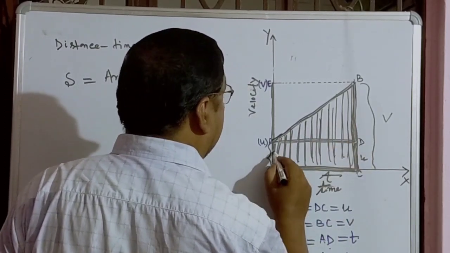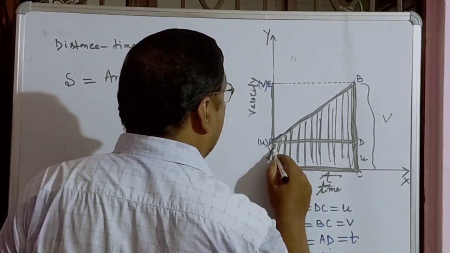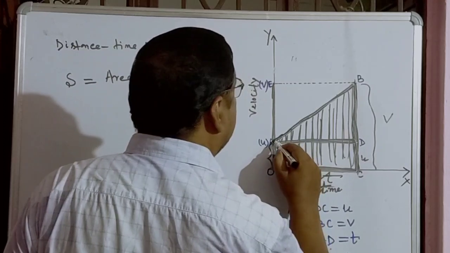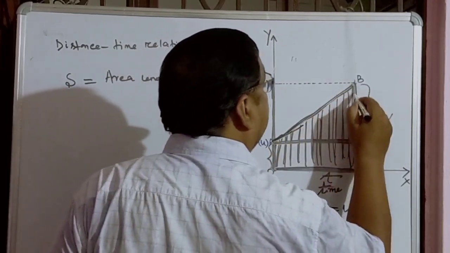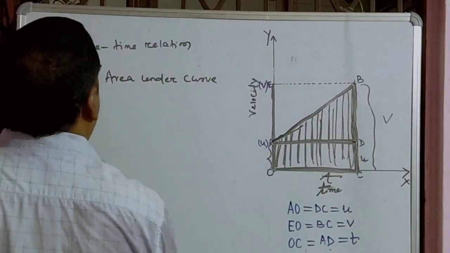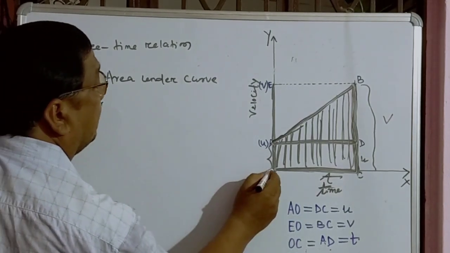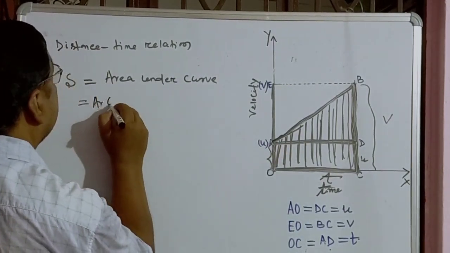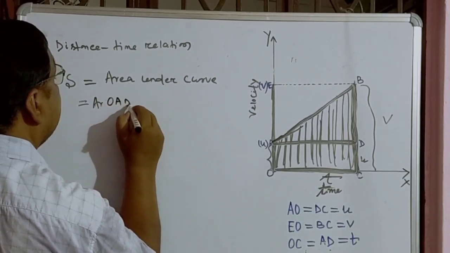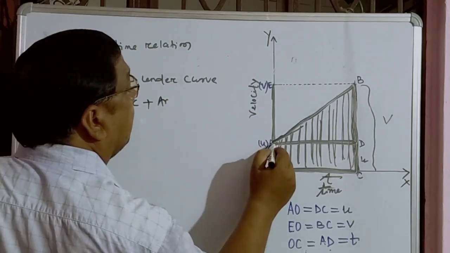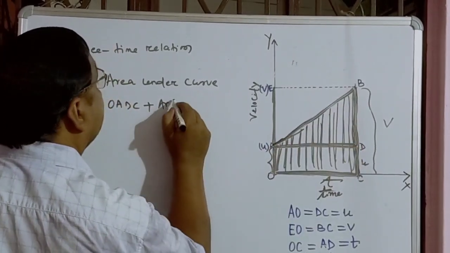That means area of the rectangle OADC plus area of the triangle ABD, that is equal to area of a rectangle OADC plus area of triangle ABD.